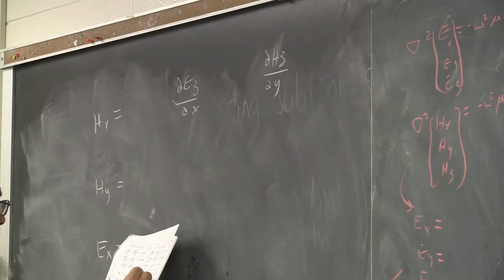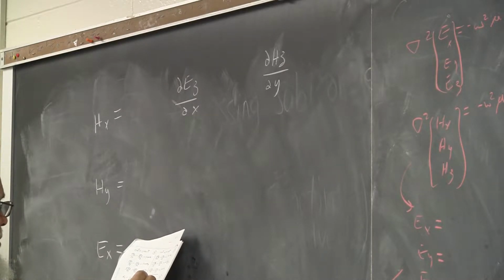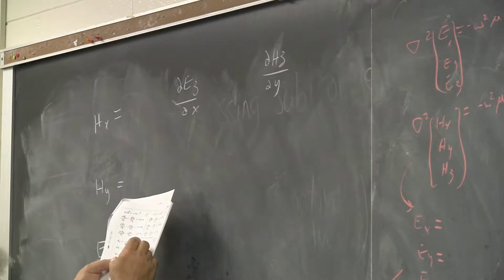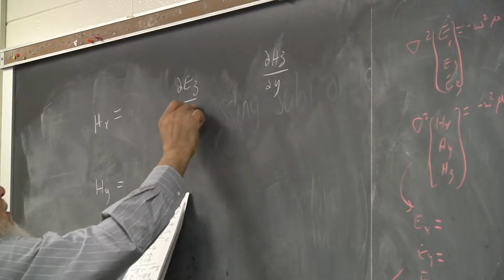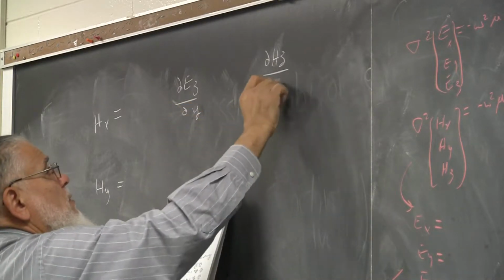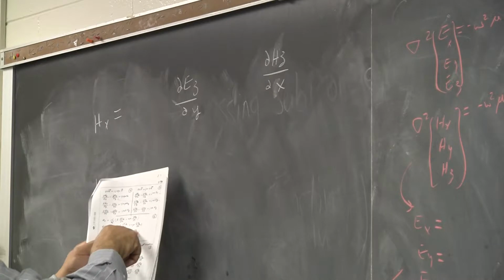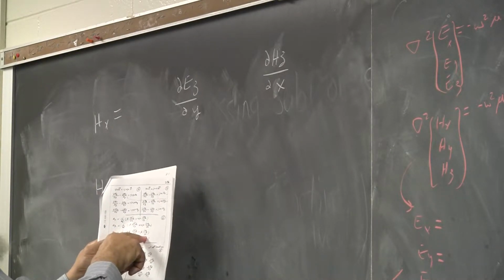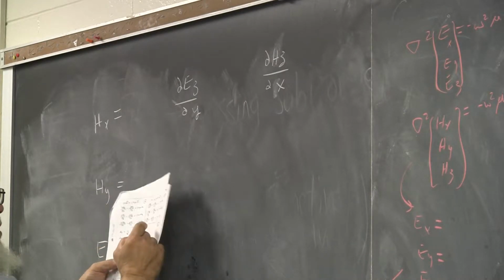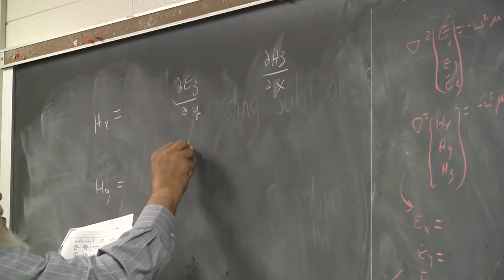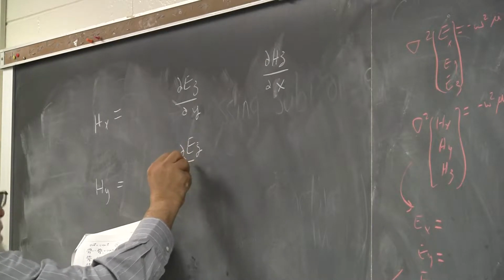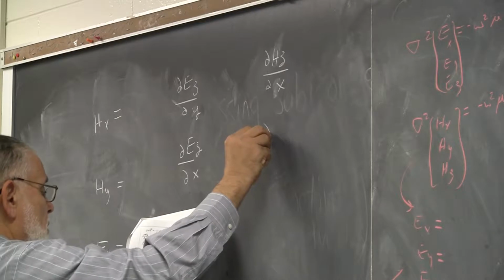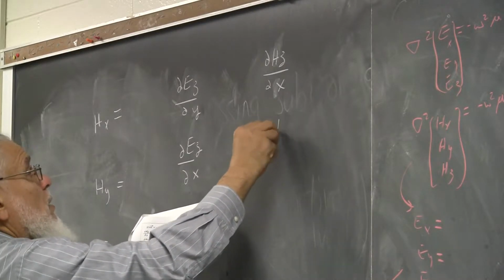And this was the E sub x. I'm sorry. No, it's H sub x: partial E sub z partial y, H sub x. There we go. I had it backwards. That's the H sub x. Partial E sub z partial y, H sub z partial x. Okay, the H sub y will have a partial E sub z partial x and have a partial H sub z partial y.